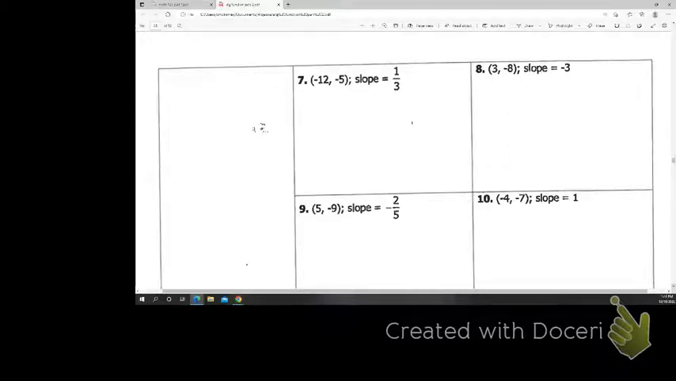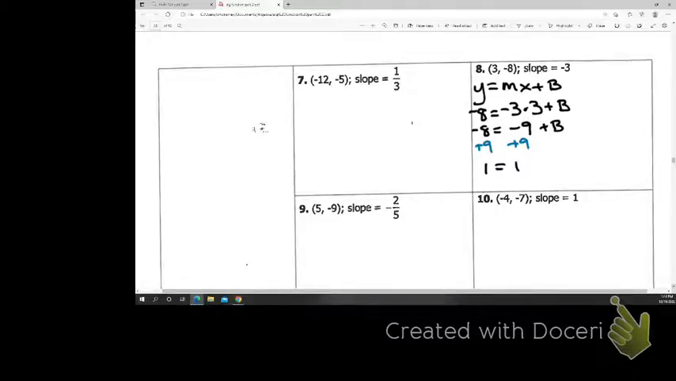So once again, I'm going to write down my slope-intercept form. It just gives me a nice framework to plug things into. I don't have to worry about forgetting what goes where. I'm just replacing things underneath. And then negative 3 times 3 is negative 9. To get rid of negative 9, we'd have to add 9. So negative 8 plus 9 is 1. So then I would say y equals negative 3x plus 1.